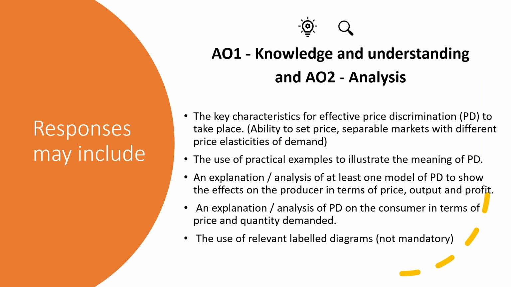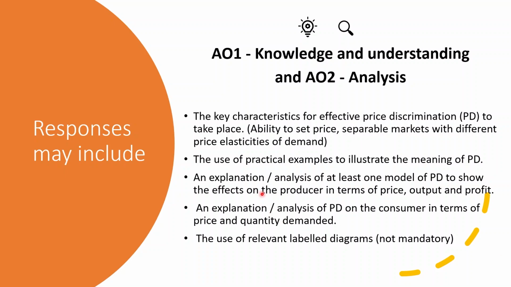Price discrimination occurs when a company sells the same product to different customers at different prices. For effective price discrimination to take place, two conditions must be met. Either the seller must have the ability to control price, to set prices, or the markets must be separable with differing price sensitivities or elasticities of demand. You can also add a practical example to illustrate this meaning. Imagine a software company that charges lower prices in developing countries than in developed ones, or movie theaters offering discounted tickets to students and seniors.